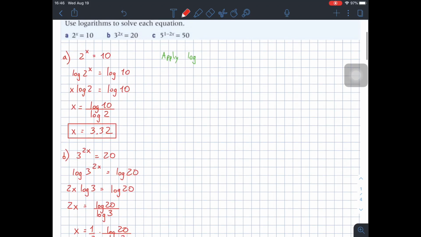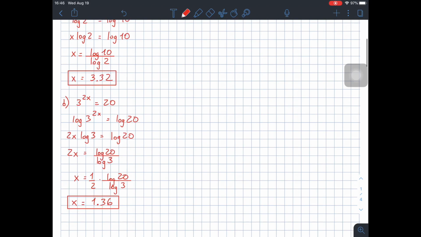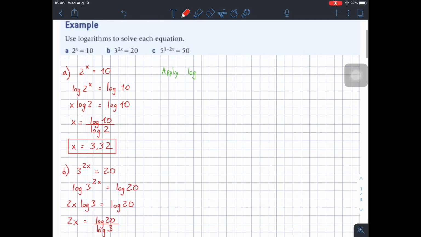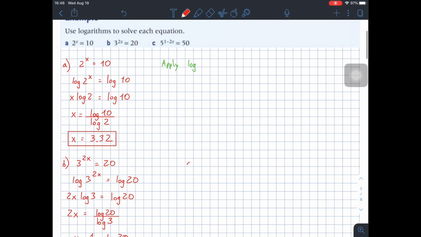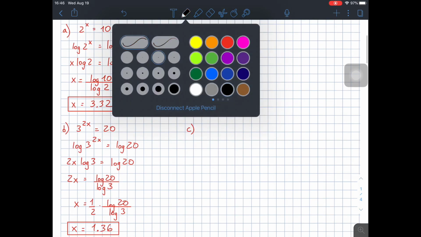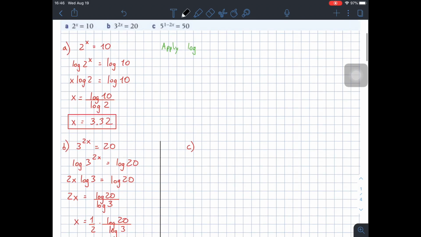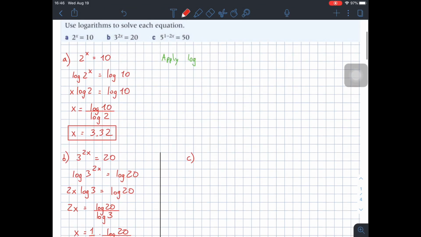Okay, so I think this is easy, right? Now let's do part C. I'm going to do part C maybe here to save some space. I'm going to separate this using a black line there. So for part C, it says 5 to the power of 1 minus 2x is equal to 50.